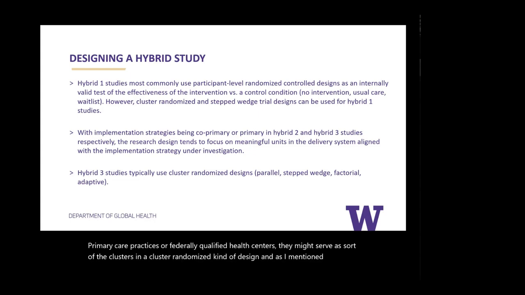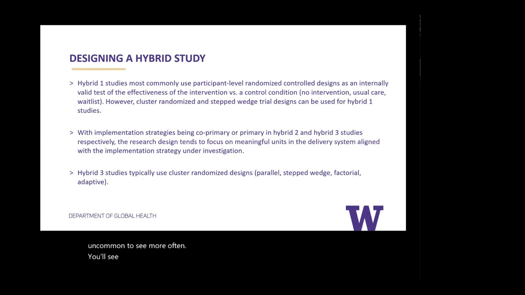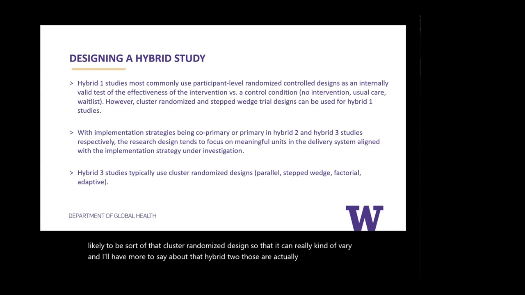And as I mentioned before, with hybrid twos, the strongest, optimal kind of design would be one of these 2x2 factorials where you've got randomizations happening at different levels with different units. But that's pretty uncommon. More often, you'll see randomization taking place either for the intervention, which is typically going to be at the patient level, or at the unit that's targeted for the implementation strategy, which is more likely to be a cluster randomized design. So it can really vary, and I'll have more to say about that. Hybrid twos are actually the most challenging ones, I think, to really design and think through. It's a lot easier to grasp and conduct hybrid ones and hybrid threes.